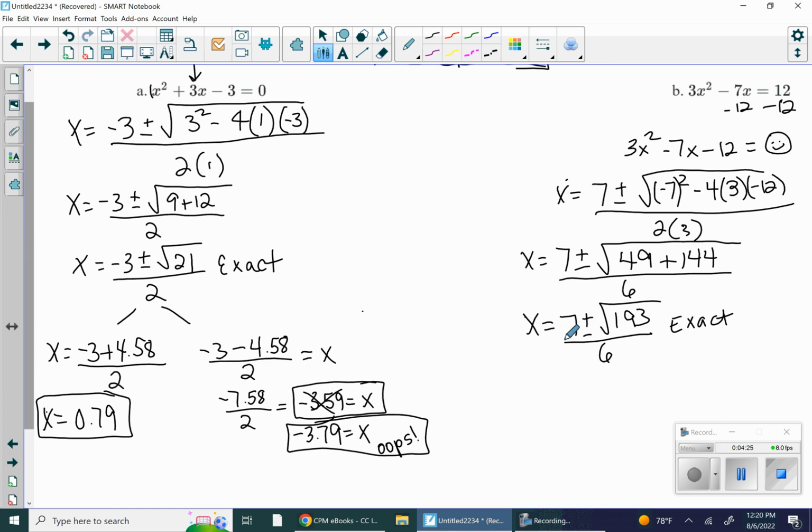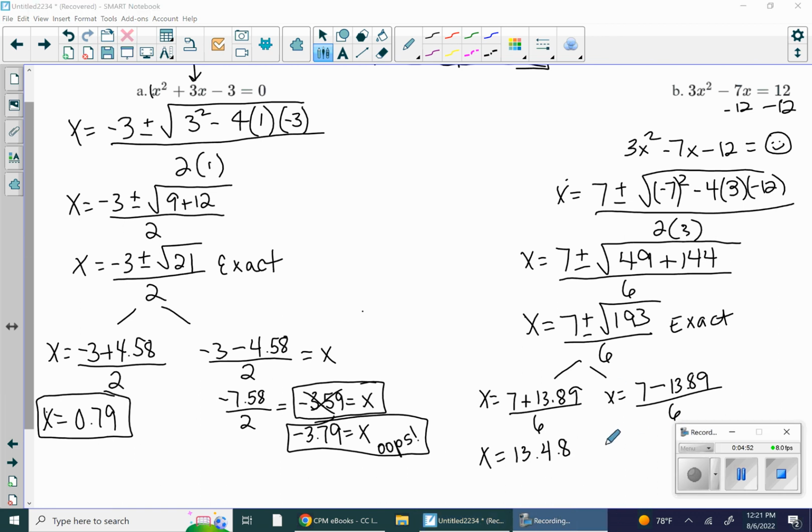So we're going to break this into two equations. x equals 7 plus 13.89 over 6, and x equals 7 minus 13.89 over 6. And we do each of those, and the math here we get x equals about 3.48, and on our second one we get about x equals -1.15. And again, these are approximations. Our exact answer is right here.